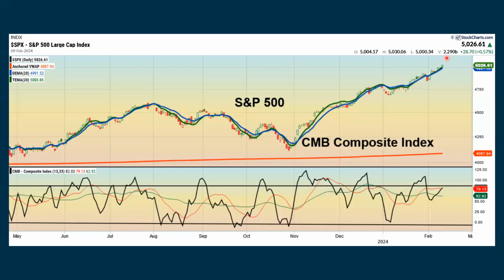Then we have the CMB Composite Index, which is another oscillator that I use. We're not extreme positive yet, but we're getting close. If we see some more upward move from the S&P, this may become extreme positive, and I'll start to show that in a daily video.